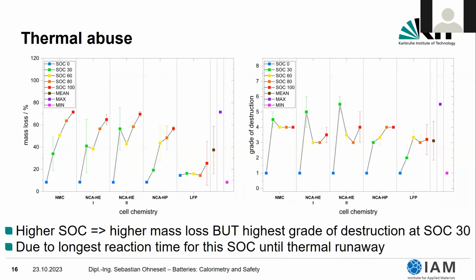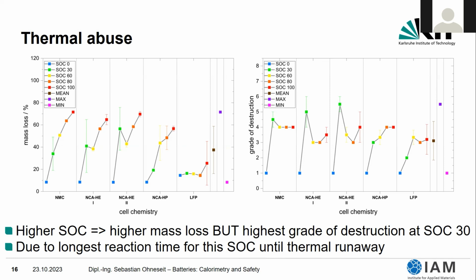And here you can see on the left indicated the mass loss for the different cathode chemistries and the assigned grade of destruction that I just presented to you for the different cathode chemistries. To start with the mass loss, that's the easier part. With a higher state of charge, there's a higher mass loss. But the highest grade of destruction does not occur for the highest state of charge. We found the highest grade of destruction for SOC30.